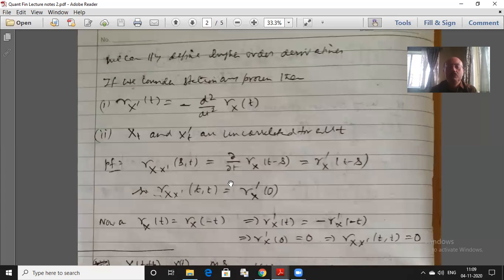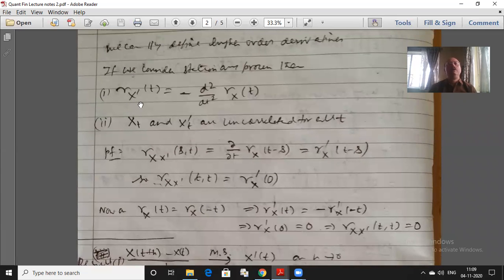So these are two important properties: how to find the autocovariance function of the derivative process, and also to show that the derivative process and the original process are uncorrelated at all time points. This is statistically a very, very important property. Have you seen this before? Well, you have seen this before, but can you identify where?